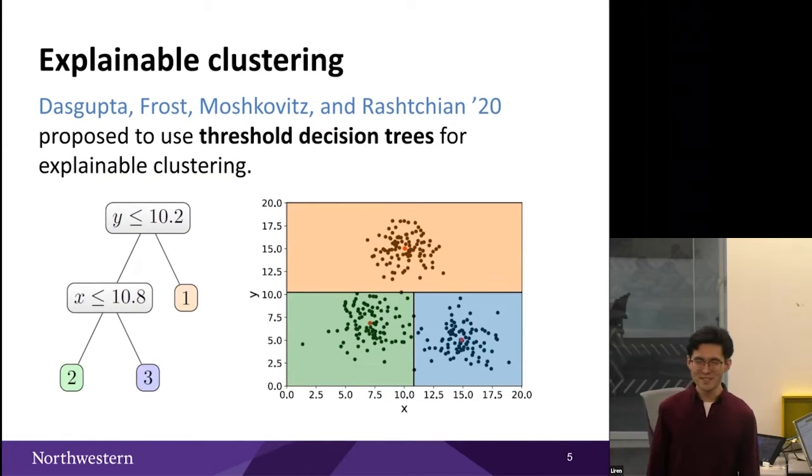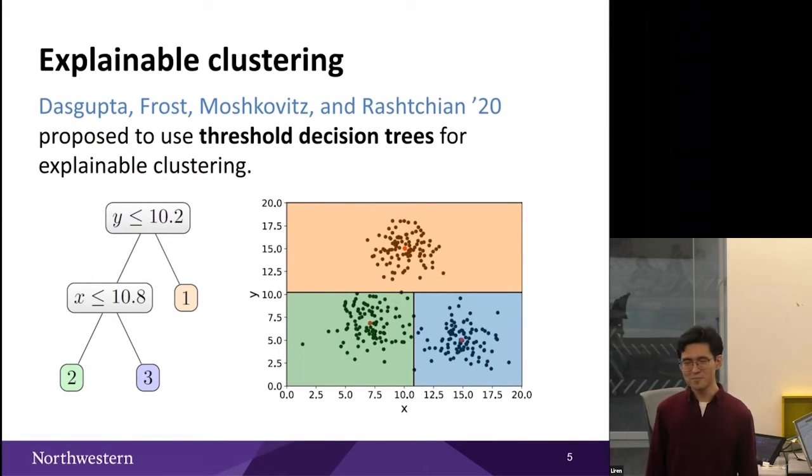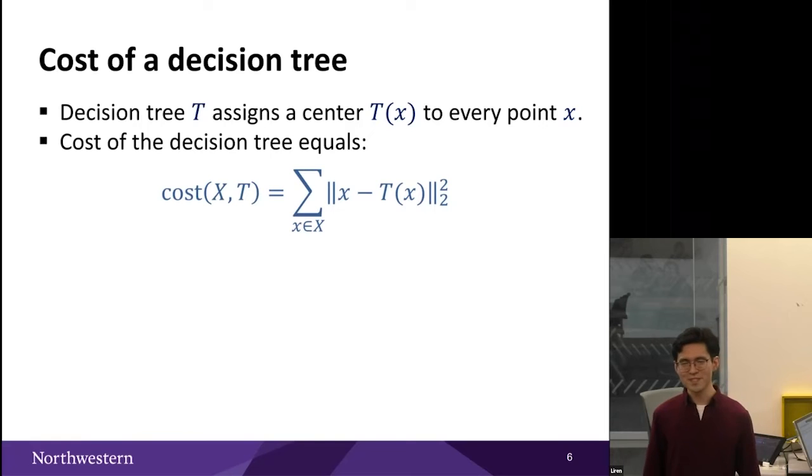Dasgupta et al. proposed to use threshold decision trees for explainable clustering. For this threshold tree, each internal node picks a threshold cut on just a single feature or a single coordinate. In some sense, we pick a hyperplane which is parallel to an axis to cut the space, and then partition the whole space into k leaves of these decision trees. And then we assign each leaf to one cluster. Then we would ask, how do we measure the quality of a decision tree?